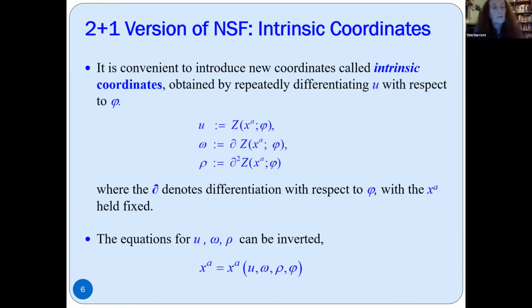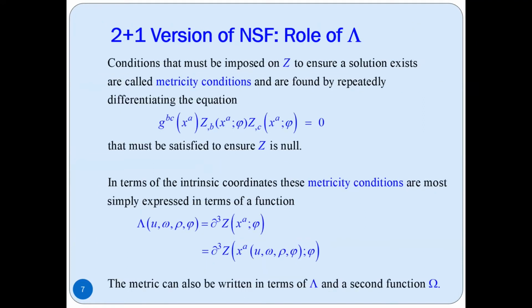At this point, it's convenient to change coordinates to what are called intrinsic coordinates because they're naturally adapted to the surfaces. These coordinates are labeled u, omega, and rho. u is equal to Z itself, and omega and rho are the first and second derivatives with respect to the parameter of Z, holding the space-time coordinates fixed. So one must impose conditions on Z to ensure that a solution exists. These conditions are called metricity conditions. And they're found by repeatedly differentiating this equation shown here, which is the usual equation ensuring that a function, in this case Z, is null.